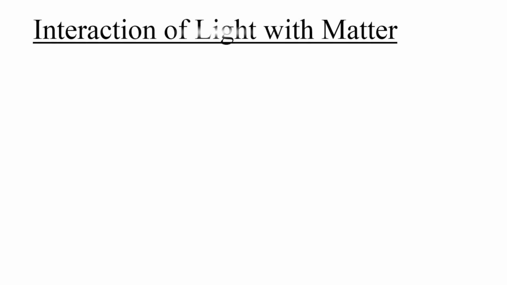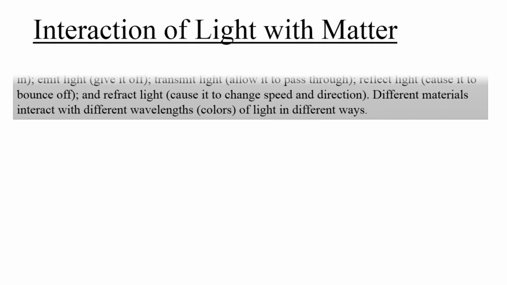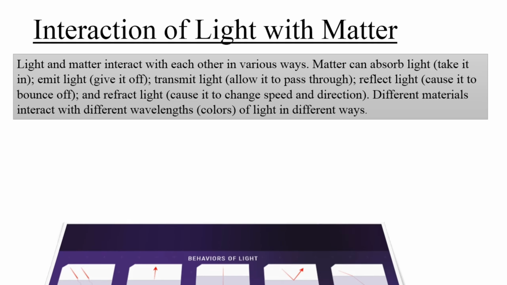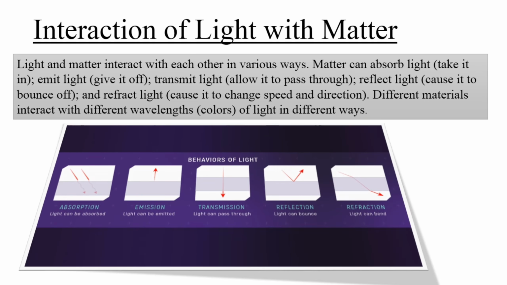So now let's see how light interacts with matter, the things around us. When light meets any material, several things can happen, like absorption, emission, transmission, reflection, refraction. You can see the behavior of the light when it interacts with the matter.